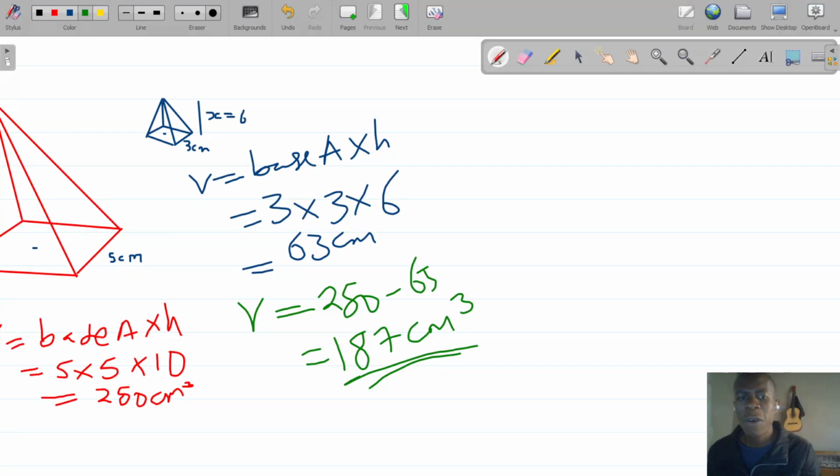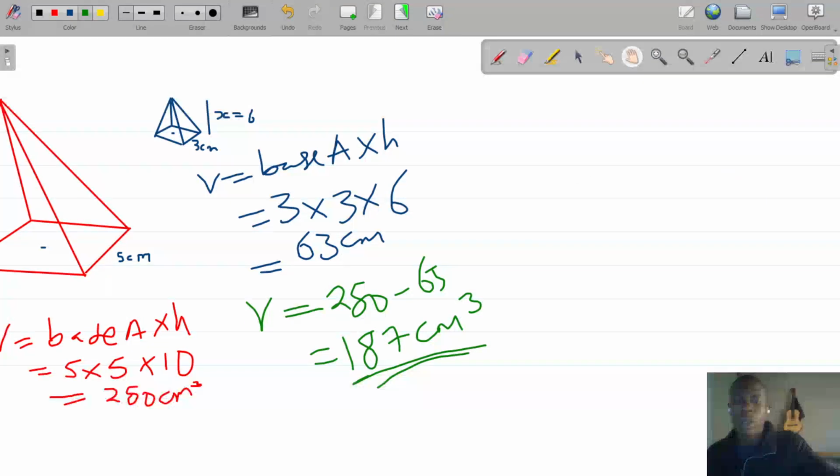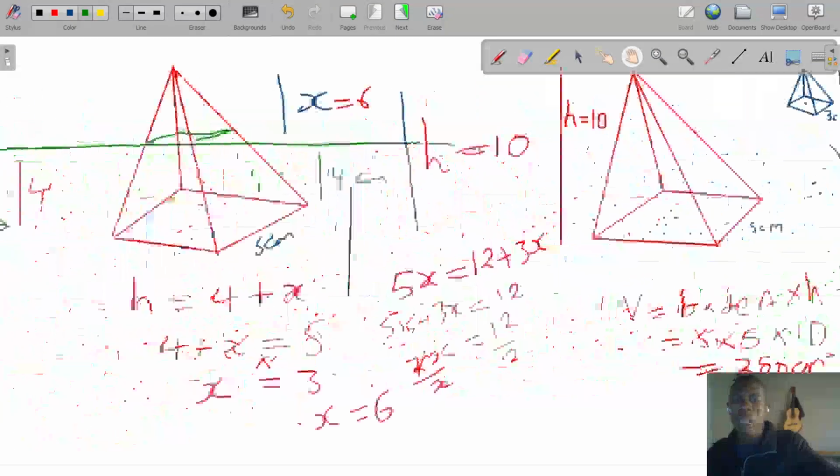All right, so this is how you approach volumes. So now for prisms, let's say if it had a triangular base, you know how to find area of a triangle. But most of the times they will bring a square base or a rectangular base. Yeah, so let me just run through what we did.